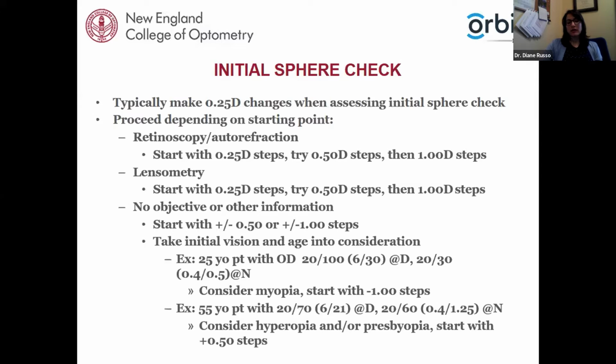Another example, let's say you have a patient who's now 55 and their uncorrected distance visual acuity is 20/70 and their near visual acuity is 20/60.